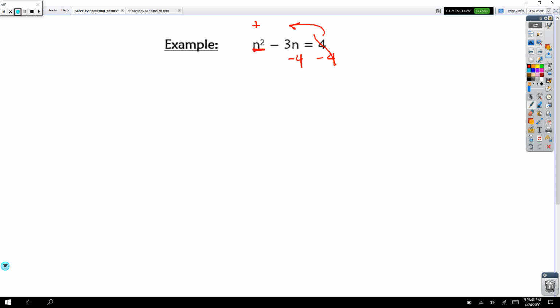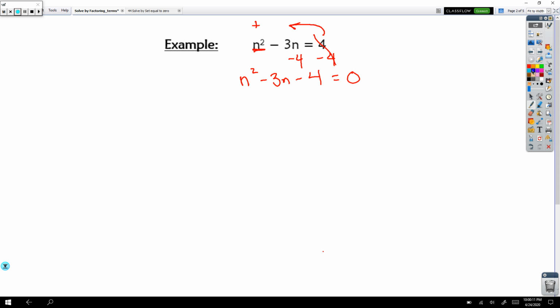Now I can't subtract the 4 from the negative 3n, and I can't subtract the 4 from the n squared because those aren't like terms. So on the left side, I would have to leave the n squared alone, the minus 3n alone, and now I have this minus 4 over here as well. On the right side, it all equals 0 now. Everything cancels out. So now I have a quadratic in standard form. This is what we're used to seeing.